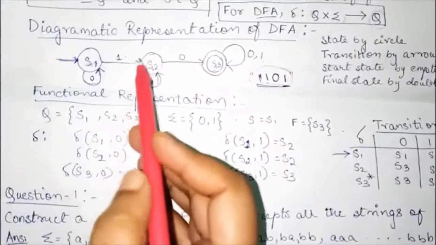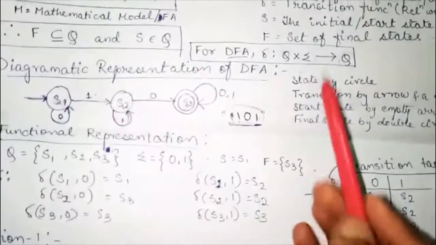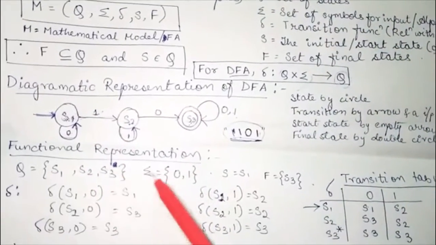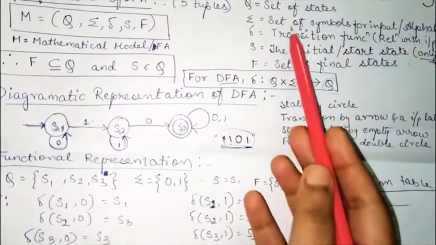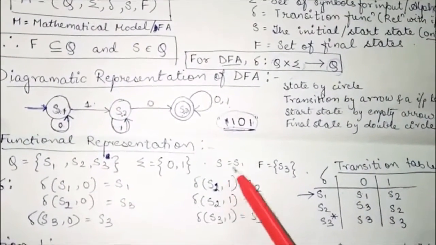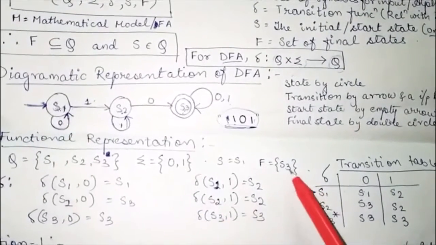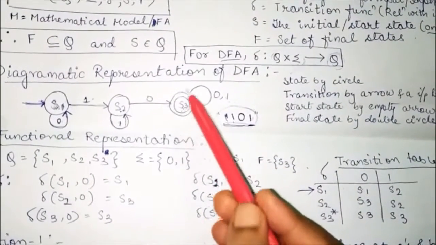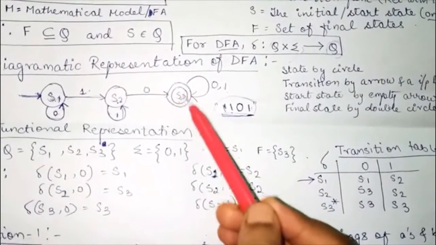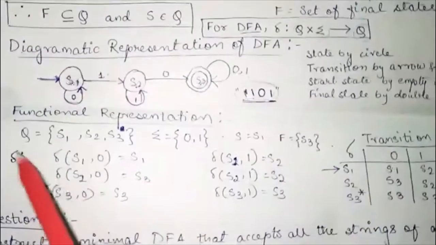Then the functional representation of this diagram. Here Q means the set of states, that is S1, S2, S3. Then sigma is the input symbols or alphabet, that is 0 and 1. Then S is S1 because this is my initial state depicted by the arrow. F is the final state depicted by double circle. We will always depict the final state by double circle, and it is a single element.